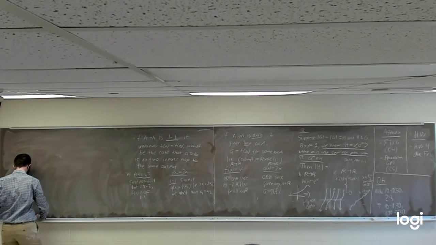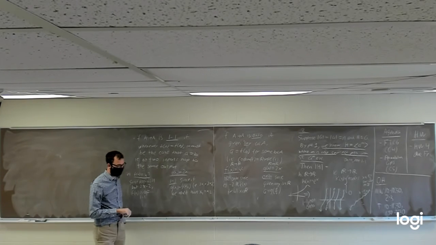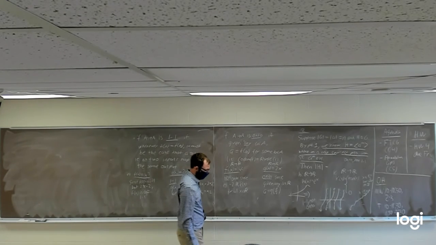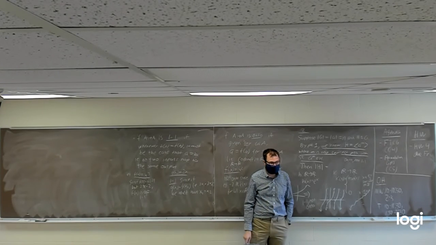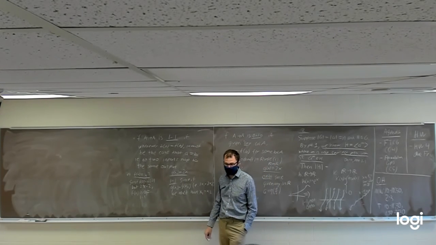So for one-to-one, you need two things: no two things can map to the same output. And for onto, every possible output is an actual output.